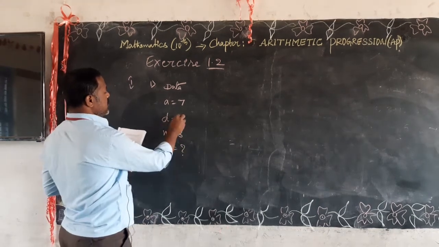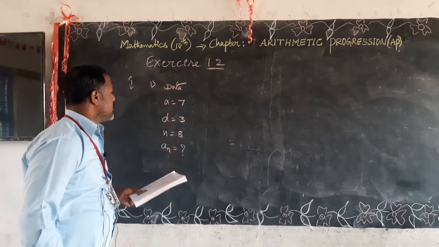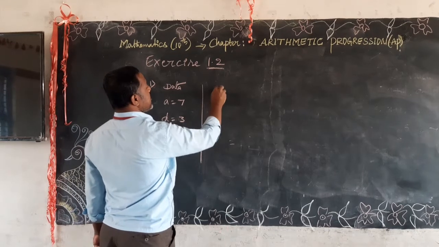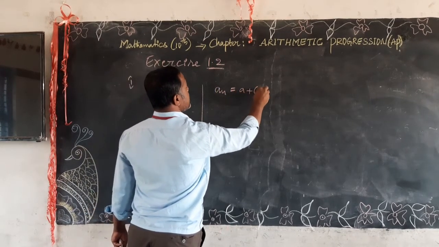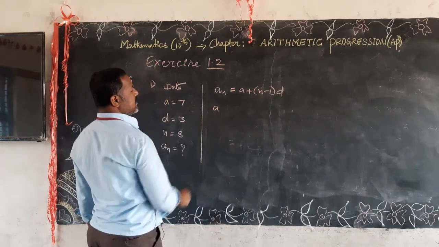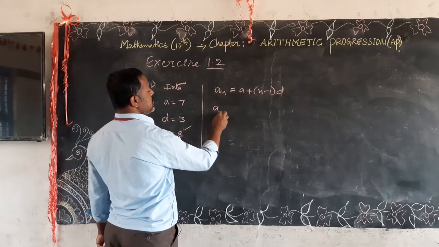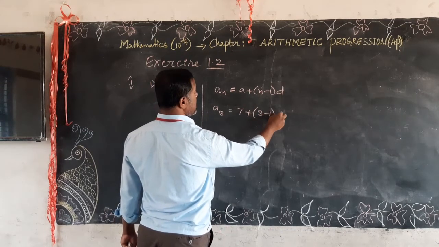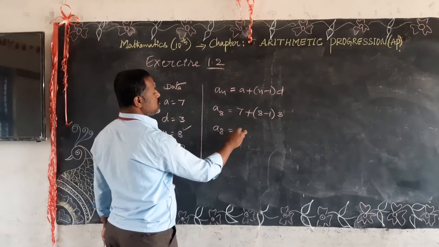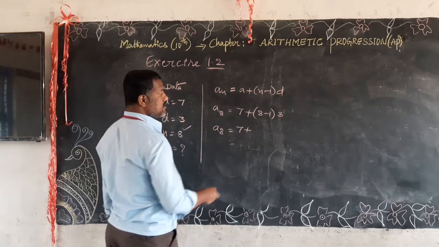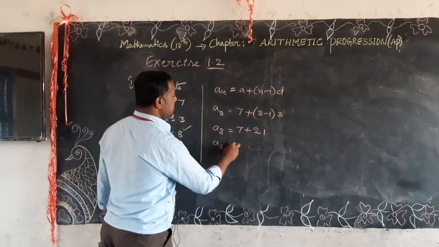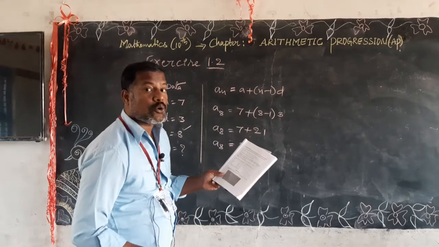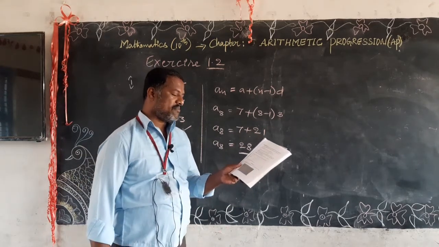Understand, children? They have given the value of A as 7, the value of D as 3, the value of N as 8, and AN is equal to question mark. So we have the formula AN equals A plus (N minus 1) into D. So we should write A as it is. In place of N we write 8, which is equal to A value, how much? 7. What's the value of N? 8 minus 1. D value is how much? 3. That is A8 is equal to 7 plus (8 minus 1) is 7, 7 threes are 21. So therefore A8 is equal to 7 plus 21, that is 28. See children, how simple it is.